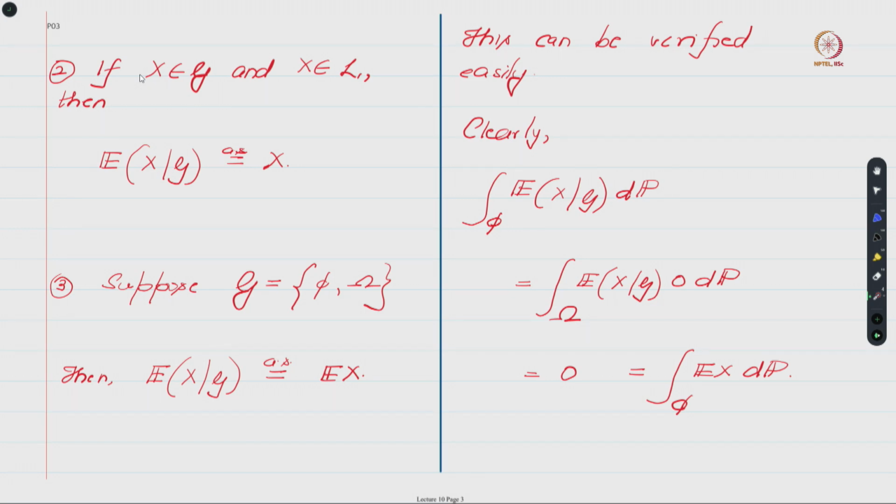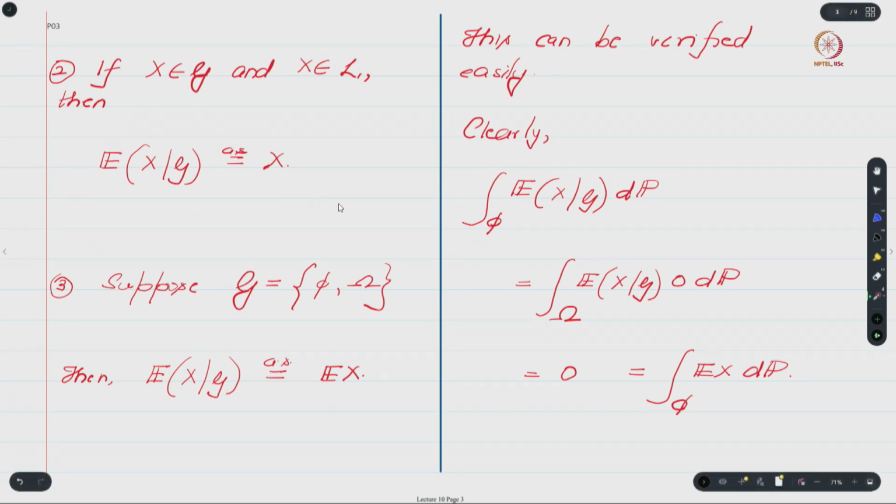In that case the conditional expectation of x with respect to this sigma field G is basically x itself, apart from a set of measure 0. Is this okay? That is why I have written AS over here, and this makes sense. What is conditional expectation? Well, it is the best G-measurable random variable.